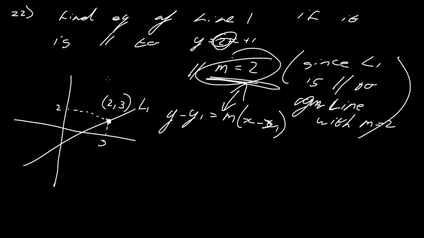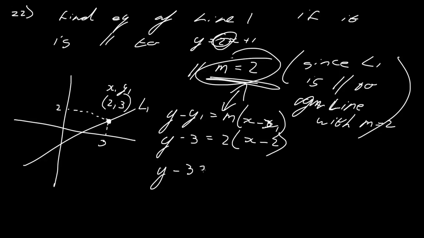They gave it to us on the drawing, x1, y1. So we just substitute in y minus 3 equals 2 into x minus 2. Multiply out and leave in gradient form. They didn't instruct what form to leave it in, so you can leave it in any, but as usual I prefer leaving it in gradient form. So y minus 3 equals 2x minus 4.